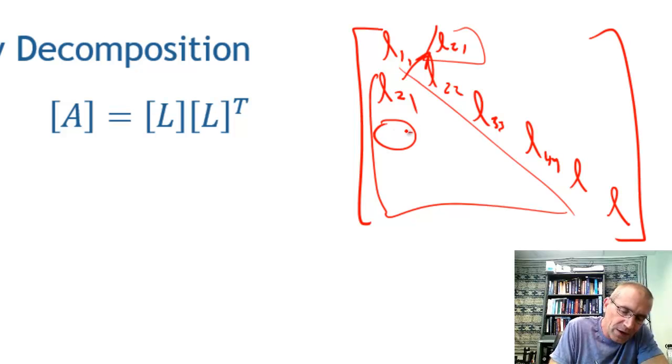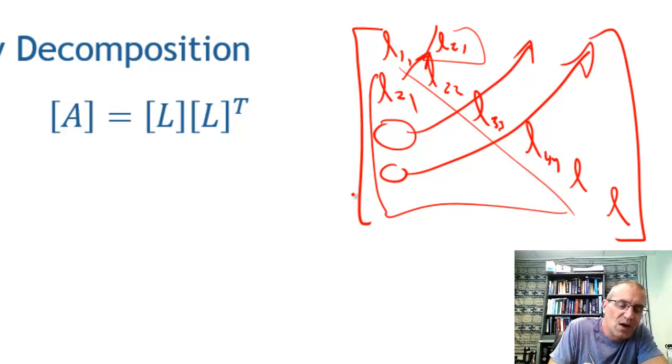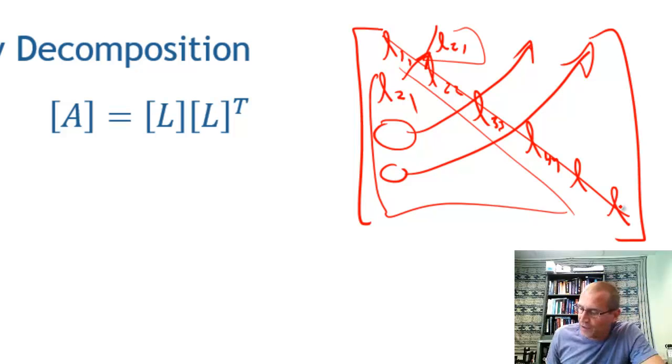There's going to be an element here. It's going to be the same as the one there. The element here is the same as the one there. So I'm just flipping it horizontally and vertically. And they share the elements right over here along the diagonal. So that's what Cholesky decomposition is.